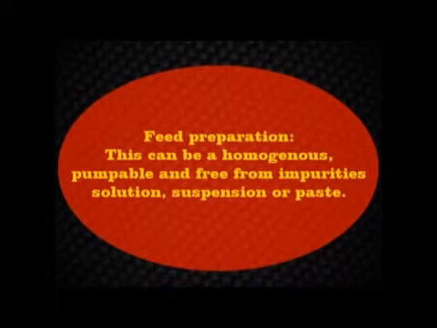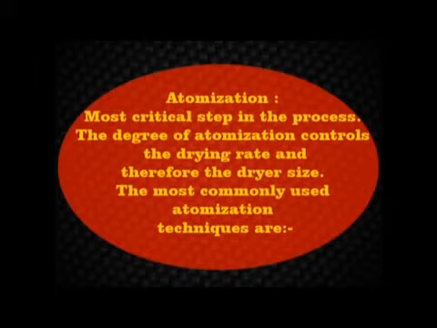Feed preparation. For this column, it can be a homogeneous, pumpable solution, suspension or paste, free from impurities. The second phase is atomization. Atomization, or transforming the feed into droplets, is the most critical step in the process. The degree of atomization controls the drying rate and therefore the dryer size.